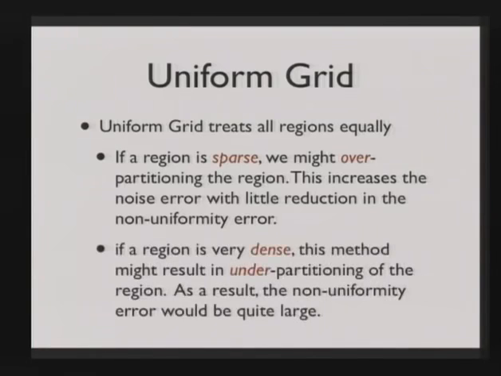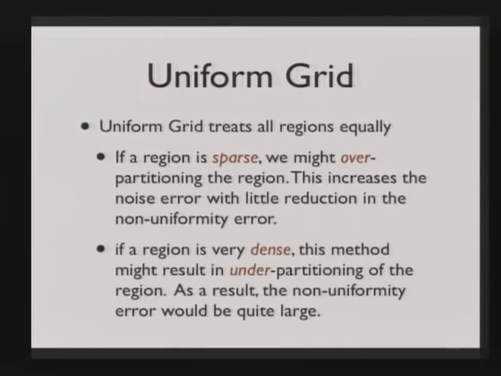On the other hand, if some region is very dense, then I might underpartition. I might have 500,000 nodes in this very small cell, and this would just throw off my non-uniformity error. So I don't want to do this.